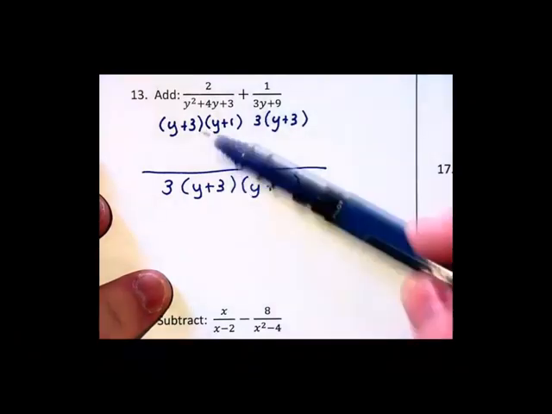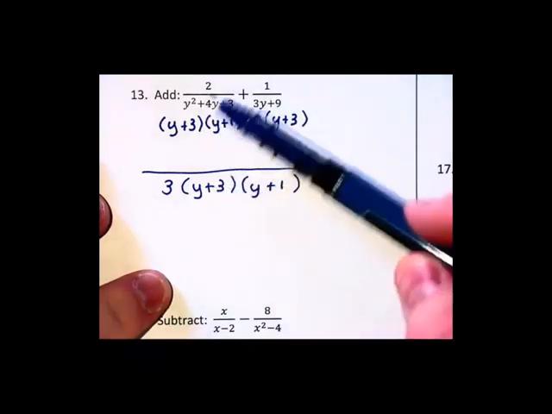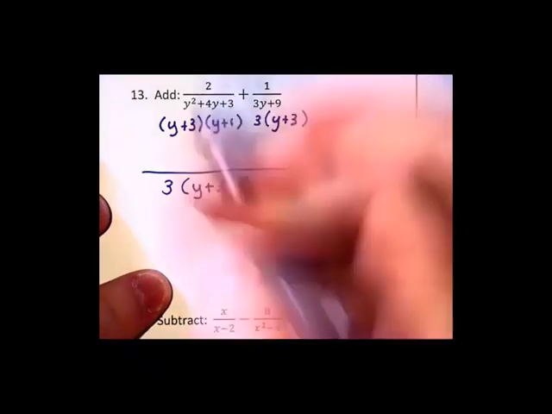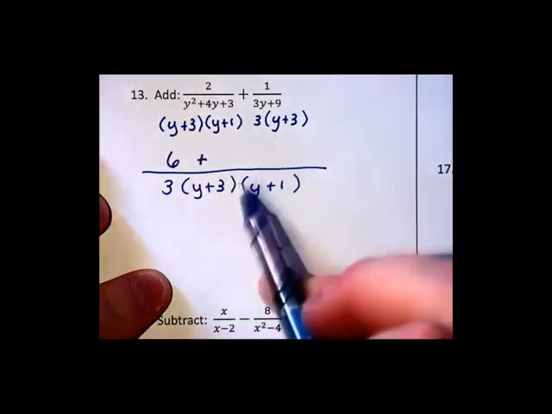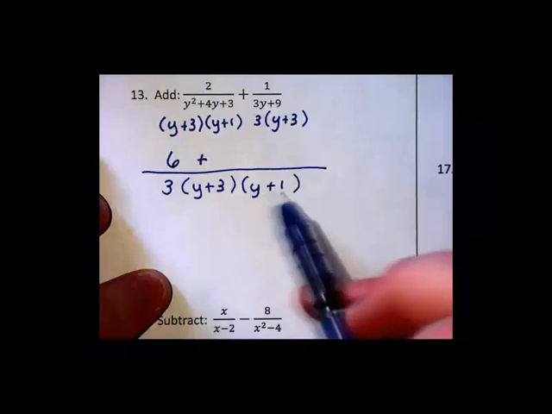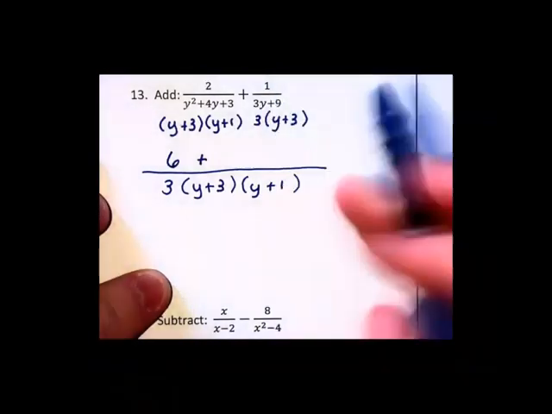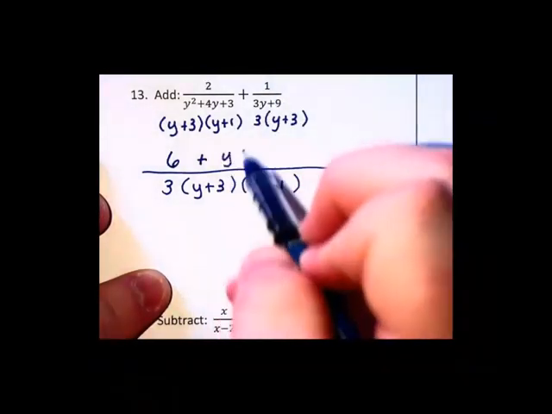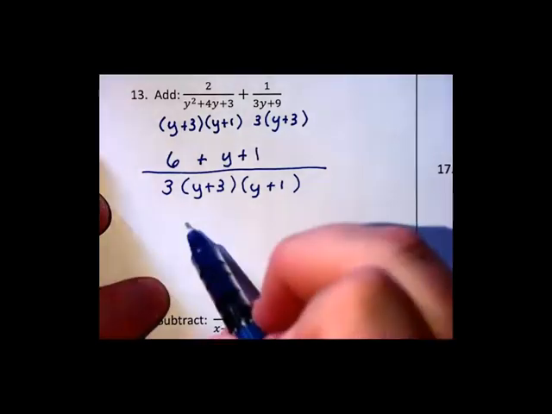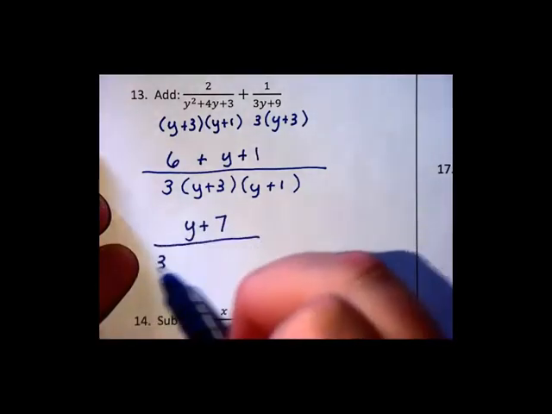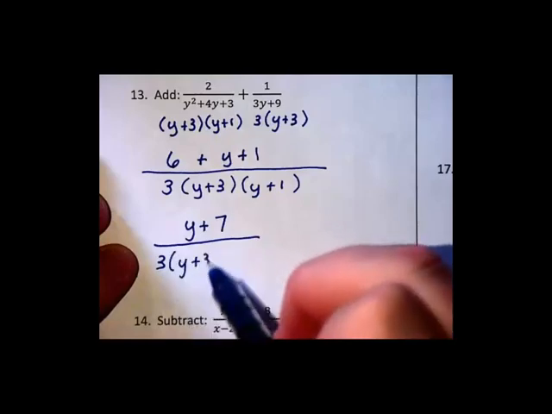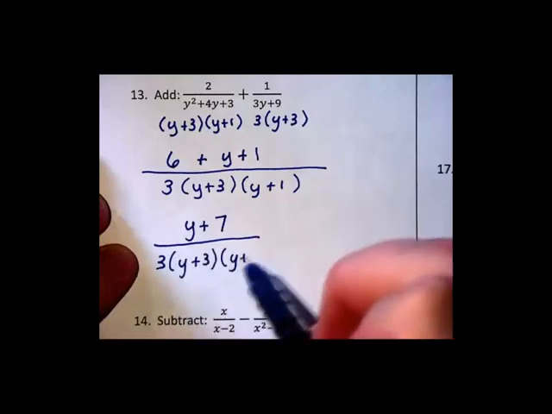The 3 is new down below, so we multiply that 2 up there by 3 to get a 6. Plus, next fraction down below, the y plus 1 is new. So 1 times y plus 1 gives us y plus 1. We're going to have y plus 7 over 3 times y plus 3 times y plus 1.